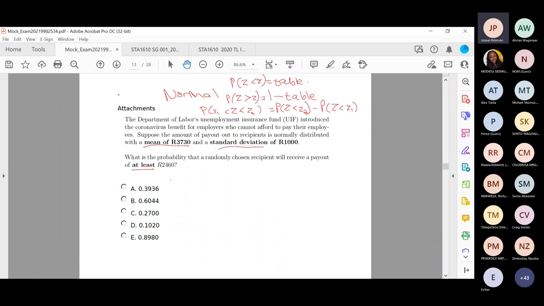Okay, so now we need to find the probability that X, which is the payout, is greater than or equal to 2,460. That's what they want you to calculate. So you can either do it inside, or you can just go and find the probability that Z is greater than or equal to X minus the mean divided by the standard deviation. The information is given to you there, so you need to go and calculate. Our X value is always the one that is given in the question. So it will be 2,460 minus the mean, which is 3,000.